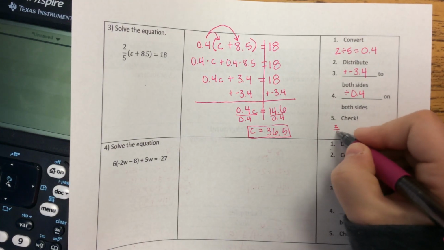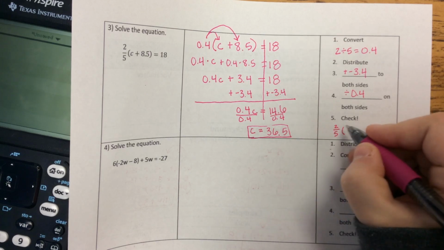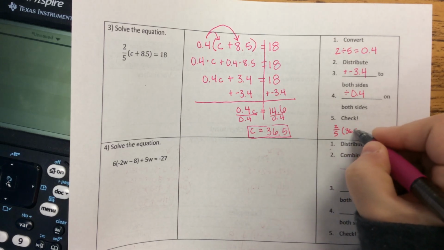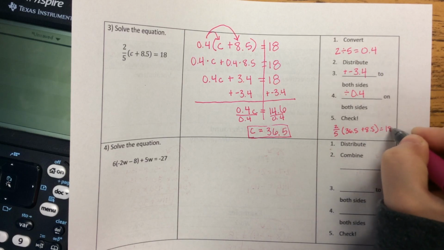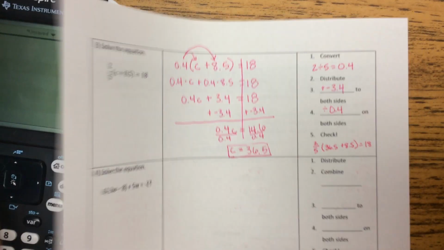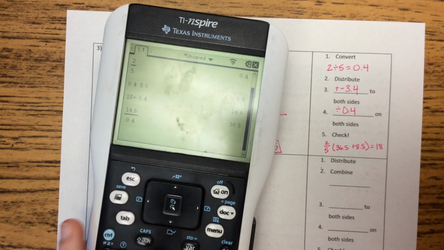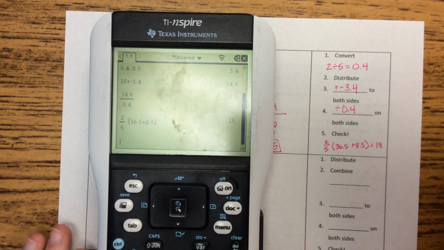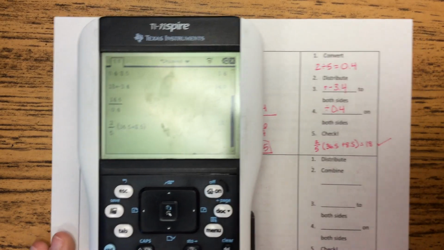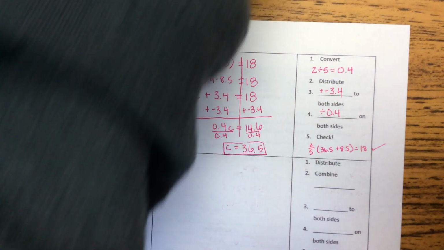We're going to double check that 2/5 times 36 and 5/10 plus 8 and 5/10 equals 18. Okay, so I'm going to just plug that in my calculator, just that one side. So 2/5 times 36 5/10 plus 8 5/10. And that is 18, so it did work. Okay, all right, last one.